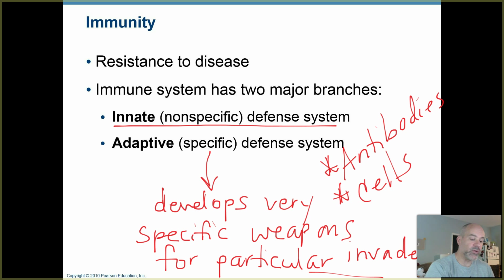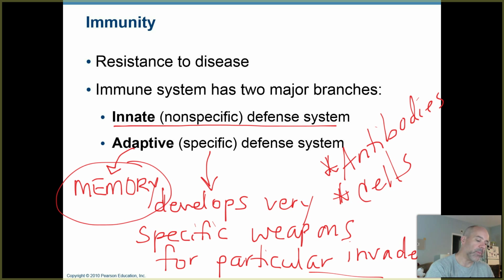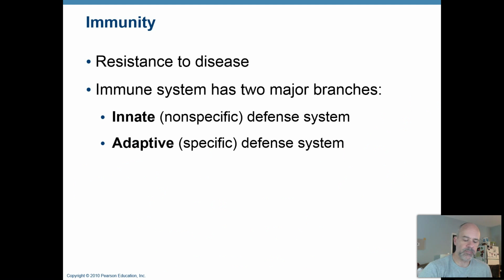And another key feature of this branch of your immune system is this immune system has memory. So it remembers what you've been exposed to before, and then the next time you get exposed to that same type of thing, it's going to respond much, much more quickly.